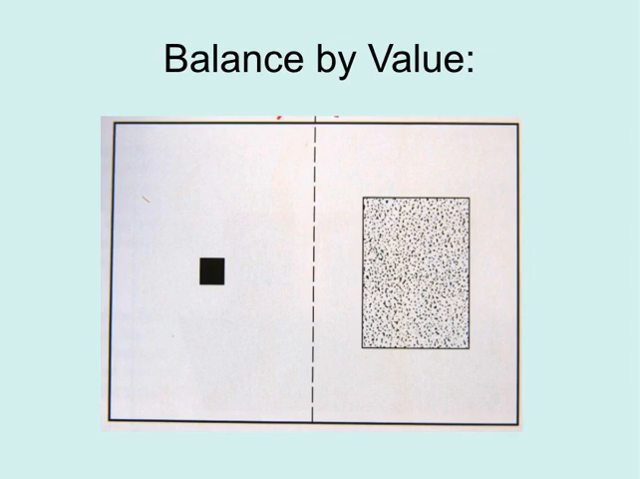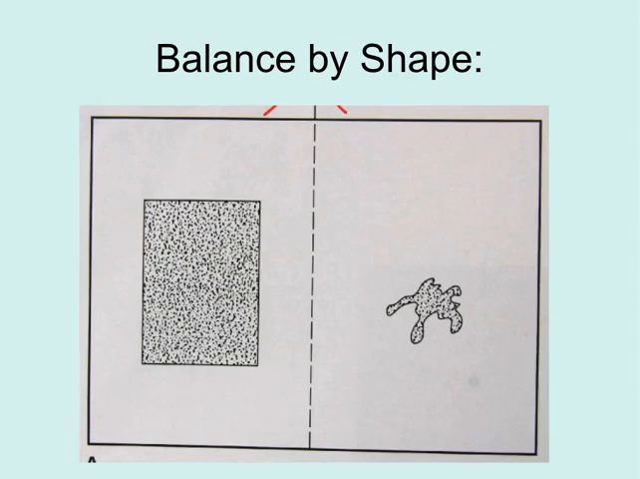We can also use value, as I've been talking about, to create balance. I feel like I've covered that pretty well, meaning that the darker values, the closer we get to black, the heavier it is, so it's going to require less information. The lighter the value, the closer we get to white, it's going to require more information to equal the same amount of a smaller amount of black. I hope that makes sense. We'll be able to play with it later.